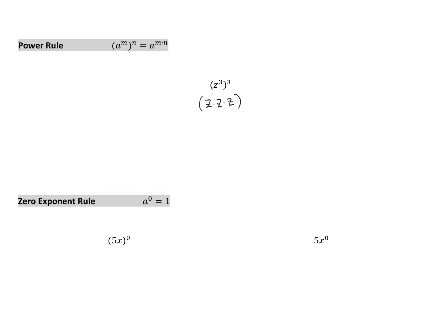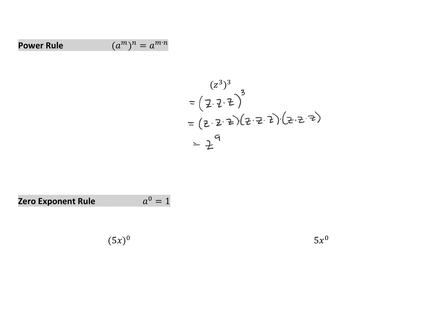So z cubed in the parentheses means z times z times z. If I'm cubing that, that means I have to write what's in parentheses 3 times. Well, the parentheses are close together, meaning I'm still multiplying. So if I'm multiplying all those z's together, you can see that I have 9 of them. So this is just the same as z to the 9th.